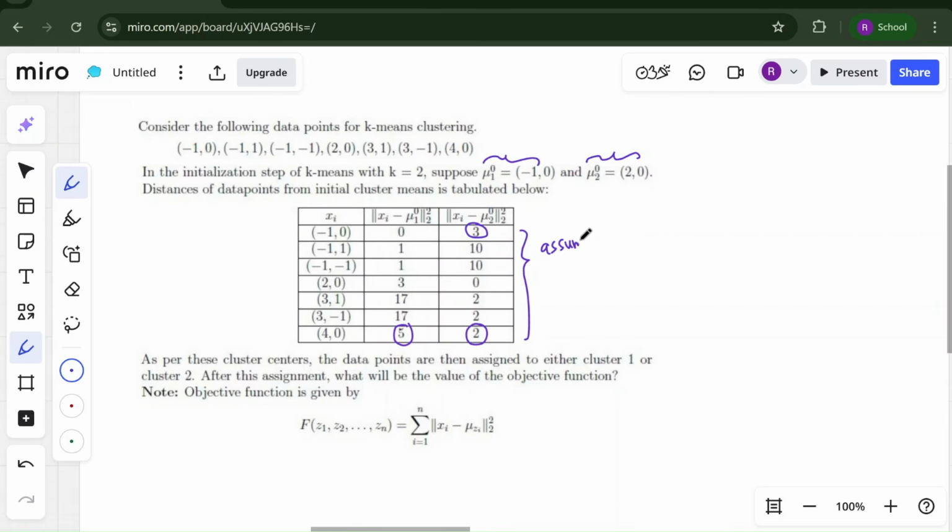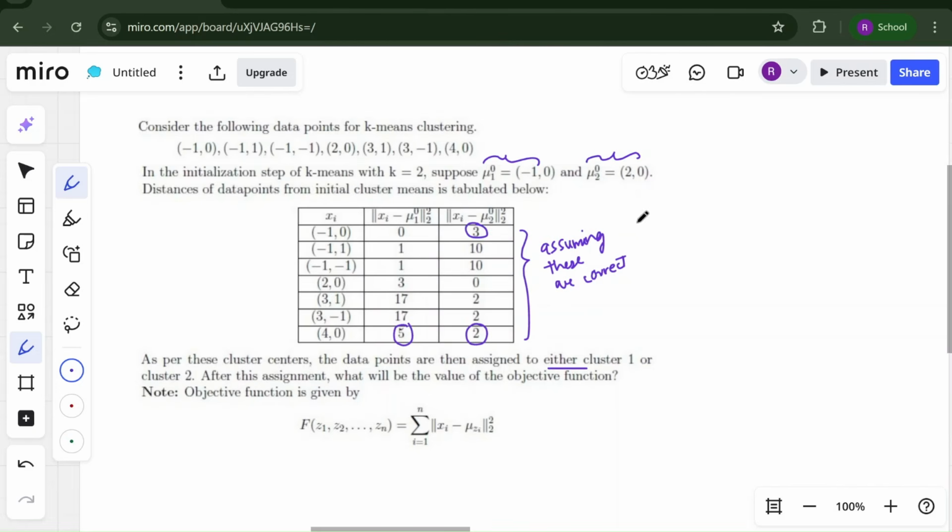Because to be honest, in the exam hall we will not go to check this, right? I mean, we'll just start using these values. And what the question says is that as per these cluster centers, the data points are then assigned to either cluster 1 or cluster 2, right? How are they assigned? Looking at whichever is minimum, right?